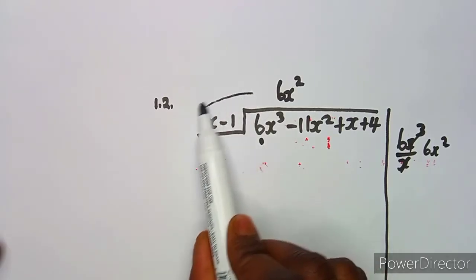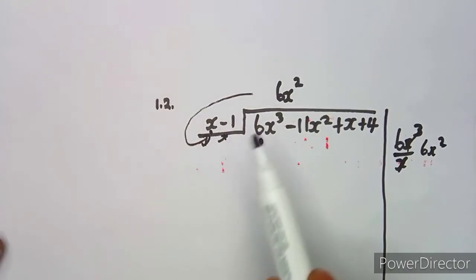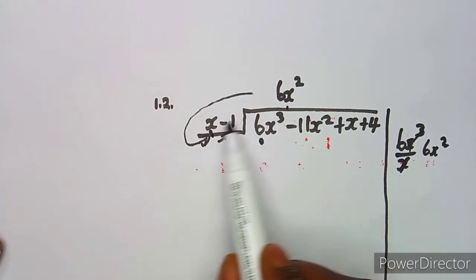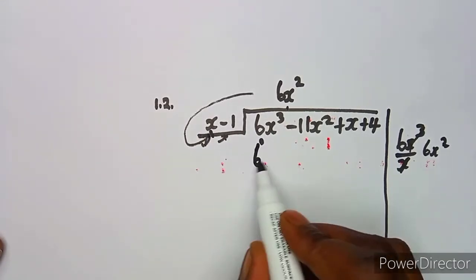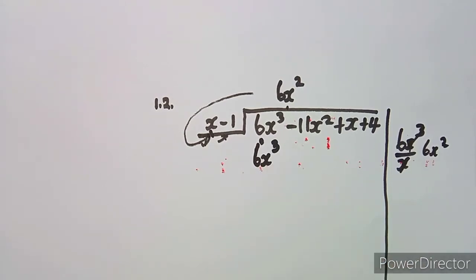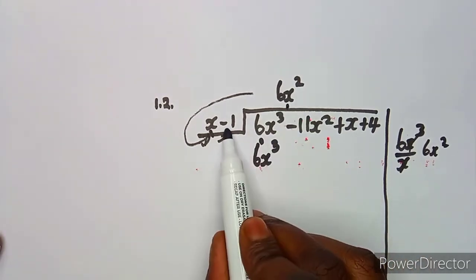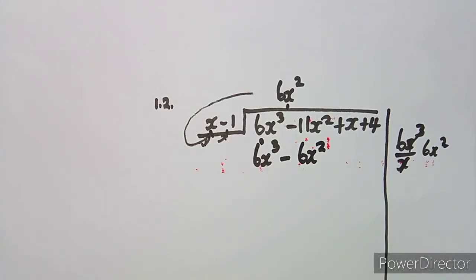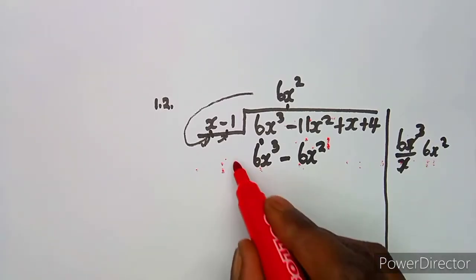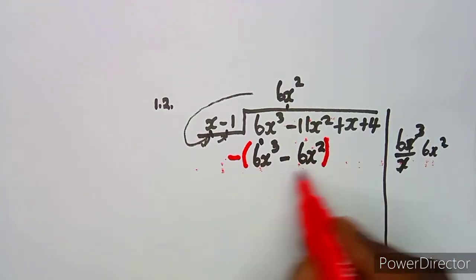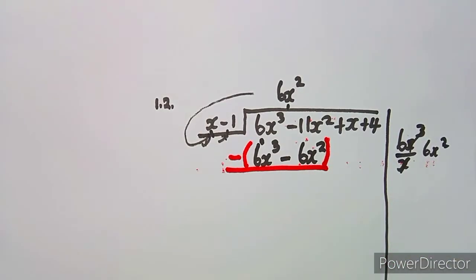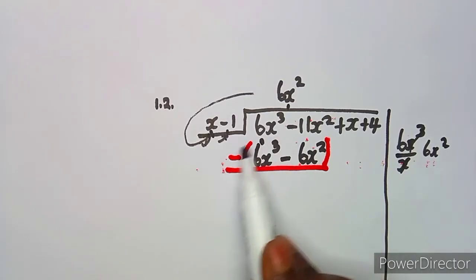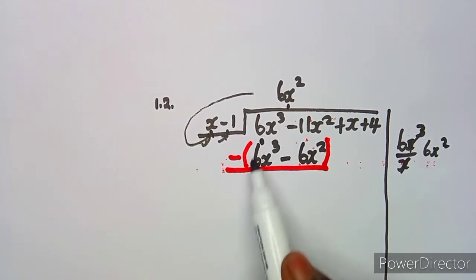And this is to multiply back each and every term, which means we multiply x, so it's 6x squared times x, which is 6x cubed, and 6x squared times minus 1, which is minus 6x squared. That is what you're going to have. And remember the concept that after multiplying back, you have to subtract. So you have to subtract these two. If we subtract here, it's 6x cubed minus 6x cubed, which is 0.